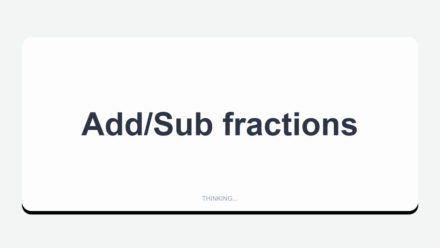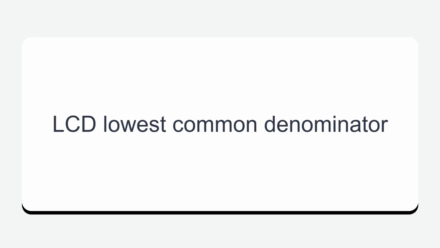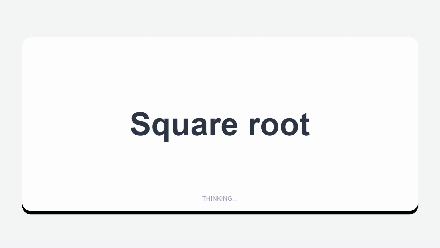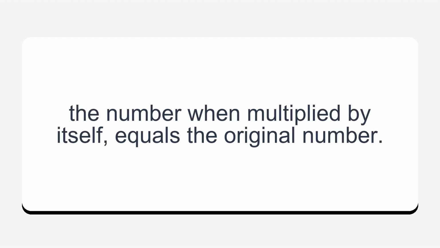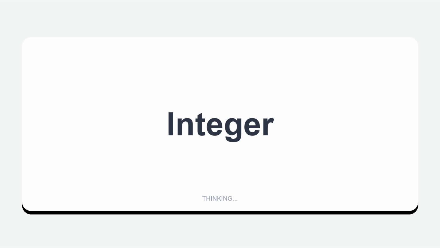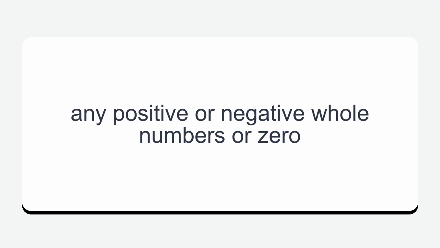Adding or subtracting fractions. LCD, lowest common denominator. Square root. The number that, when multiplied by itself, equals the original number. Integer. Any positive or negative whole numbers or zero.